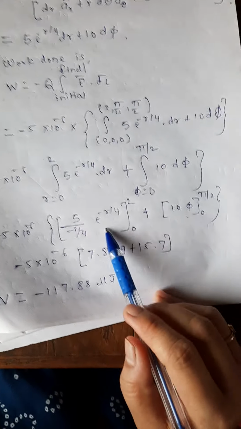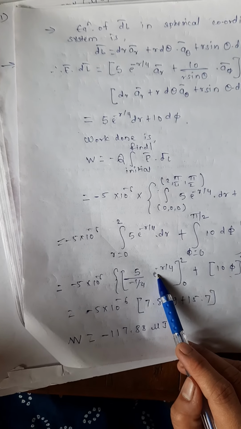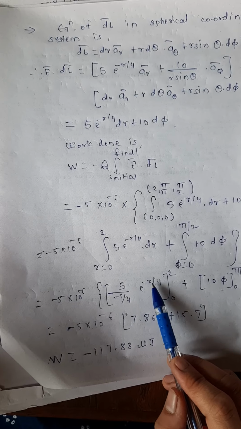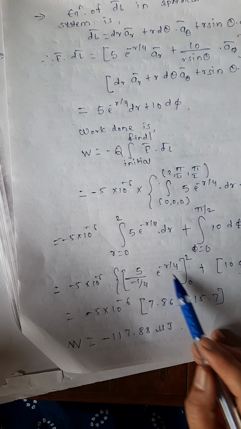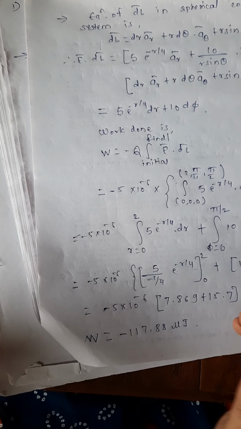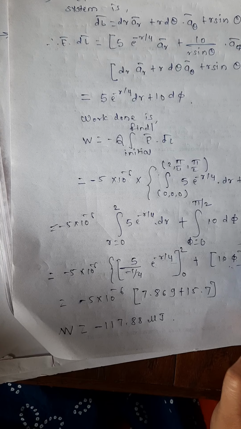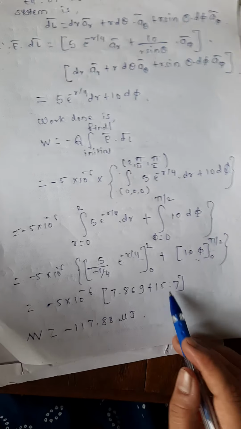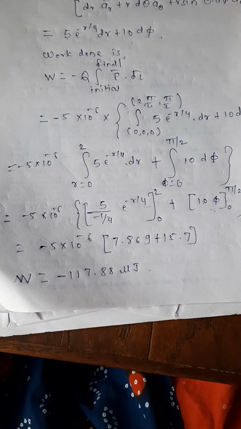Here we substitute the values, so it becomes minus 20 e raised to minus 2 by 4 minus 20 into e raised to 0, that is 1. And here 10 phi is 10 into pi by 2 minus 10 into 0. So in this way we can get this answer. The final answer is the work done is minus 117.88 microjoule. Thank you.